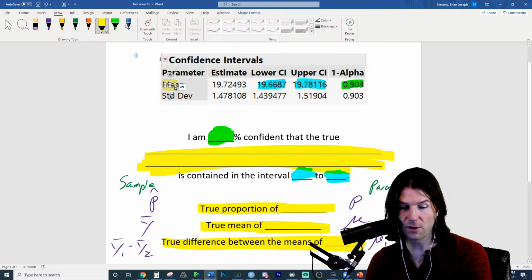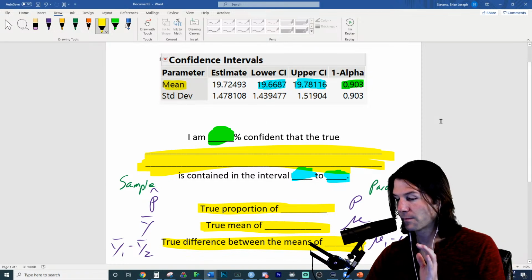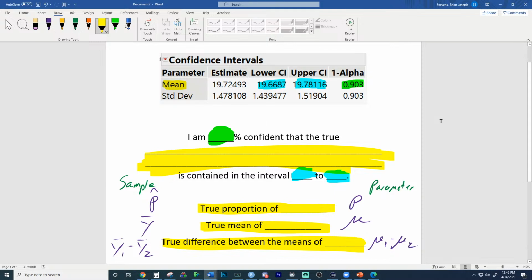And I'm doing the age of UT students. So here's our interpretation sheet. I am 90.3% confident that the true mean age of UT students is contained in the interval 19.687. I'm just going to copy these numbers directly, but hopefully this color coding right here helps you out.